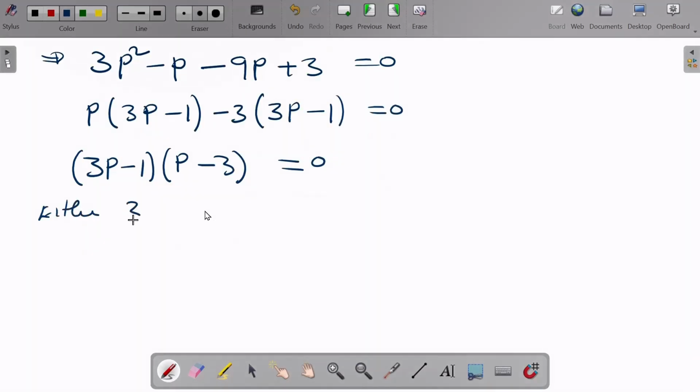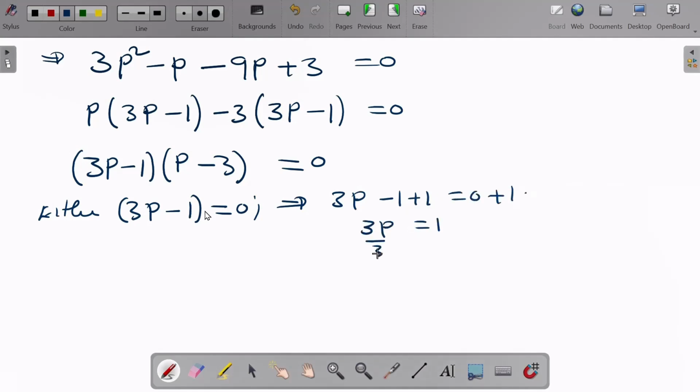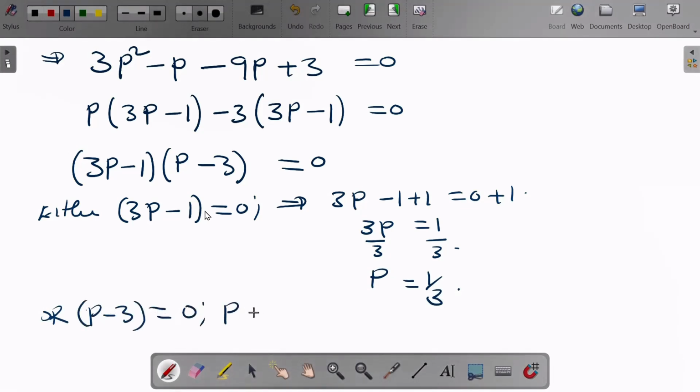Either 3p minus 1 equals 0, implying that 3p minus 1 plus 1 equals 0 plus 1, so 3p equals 1. If we divide through by 3, we have p equal to 1 out of 3. Or p minus 3 equals 0, implying that p equals positive 3. So these are the two values we are getting.